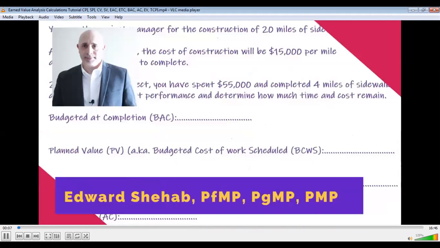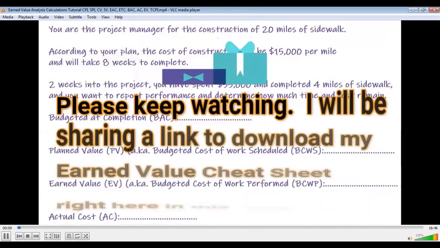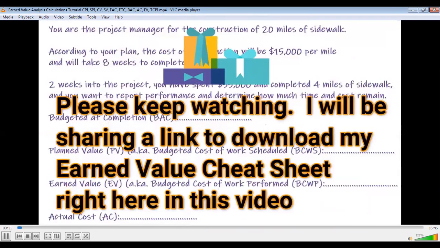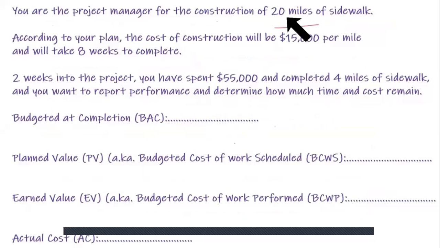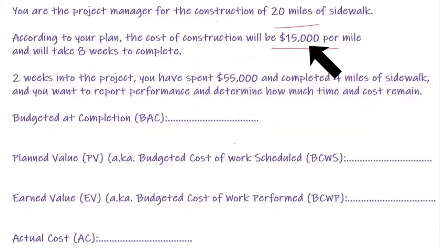Hello, welcome to my video on earned value. In this video, I'm going to show you how to work out the formulas for earned value so that you can be ready for your project management professional exam. I'm going to use an example of a construction project. And here I want you to imagine that you're the project manager for the construction of 20 miles of sidewalk. And according to your plan, the cost of construction will be $15,000 per mile, and it's going to take 8 weeks to complete. Simple project.